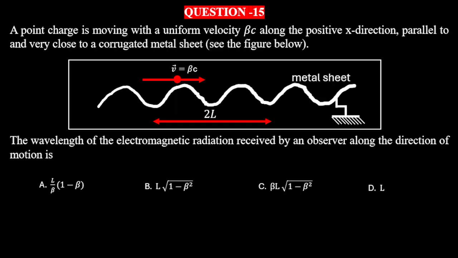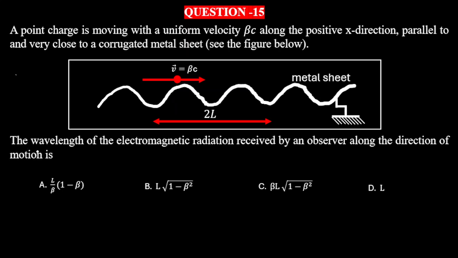Hello everyone, this is question number 15 and let's see what we have to solve in these questions. It is written that a point charge is moving with a uniform velocity v equals to beta c along the positive x direction parallel to and very close to a corrugated metal sheet as shown in the figure. So this is the corrugated metal sheet which is grounded, and a point charge is moving parallel to the plane with velocity v equals to beta c.